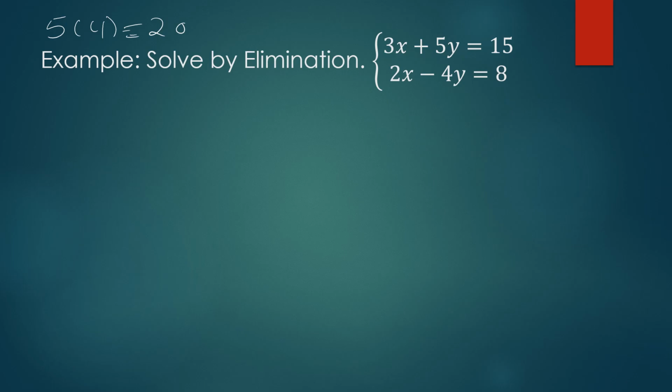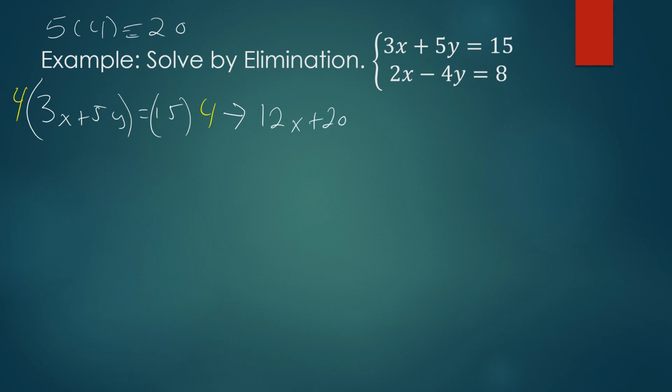As long as I multiply each term, it gives an equivalent equation. So I'm going to take my first equation and multiply both sides by 4. Why 4? Because I want to make sure that my 5y becomes 20y. Why do I want it to be 20y? Because I want to make the other one negative 20y. So this will give me the new equation of 12x plus 20y equals 60.